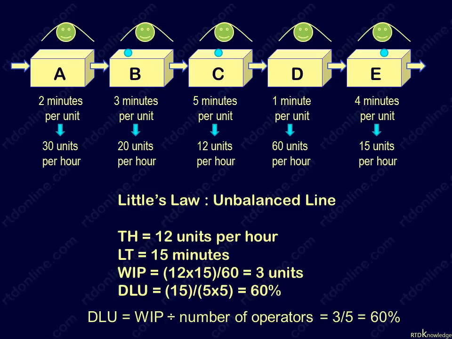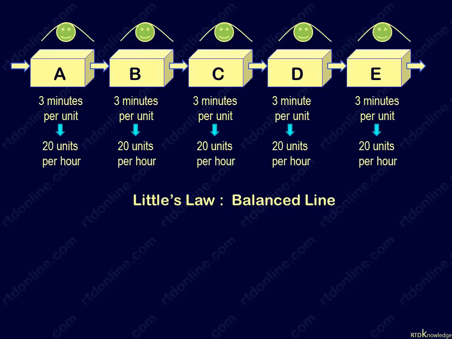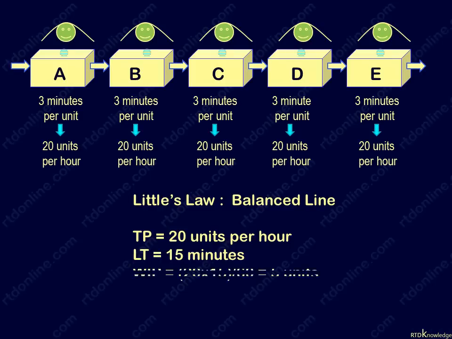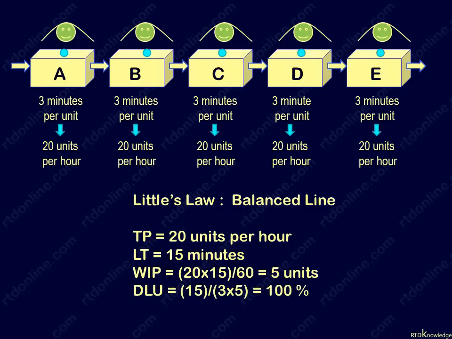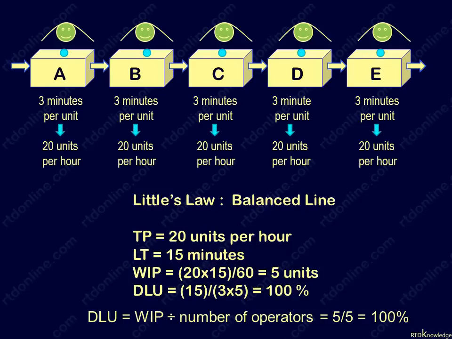Let's now apply Little's law to our balanced line of 5 operators and find out its work in process. Here, throughput rate is 20 units per hour, but lead time is still 15 minutes. So its work in process equals 5 units. This means our 5 operators are working on 5 units or 1 each. It is clear to see that utilization here is 100% because everyone has a job to do all the time. Also, in a balanced line, it is easy to remember that the number of operators is always equal to the number of work in process.